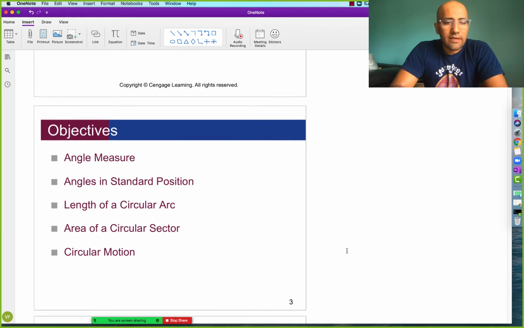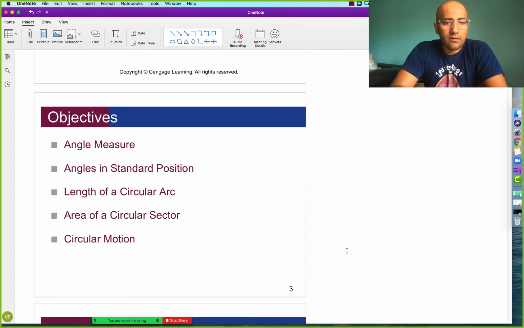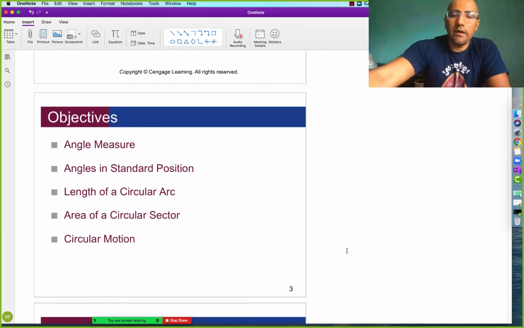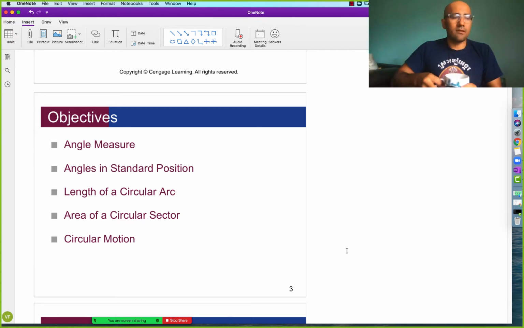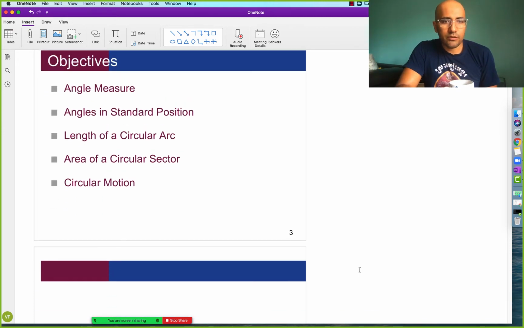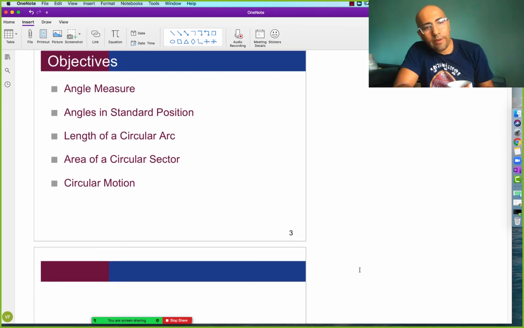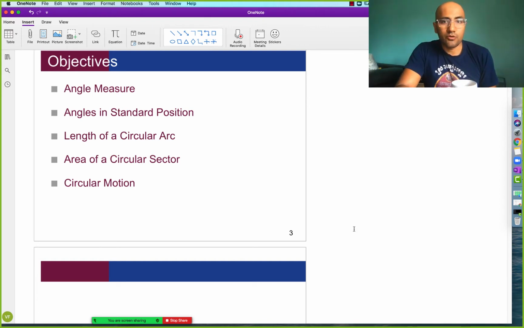Chapters 5 and 6, I think most students agree, are fairly easy. It gets a little harder in chapter 7. Still in the field of trig. But chapters 5 and 6 are usually pretty easy. We're going to look at angle measures, angles in standard position. We're going to define a bunch of stuff. Lengths of a circular arc. We're going to look at the area of a circular section, and then look at circular motion.